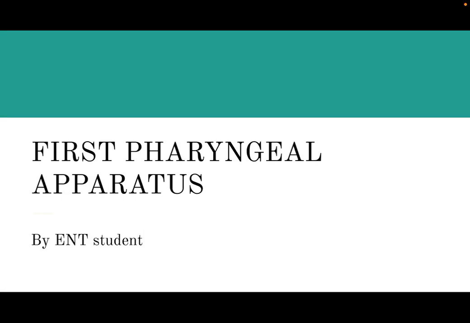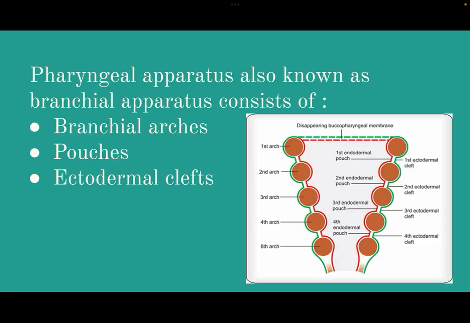First, pharyngeal apparatus. The pharyngeal apparatus, also known as the branchial apparatus, consists of the following: branchial arches, the pouches, and the ectodermal clefts.